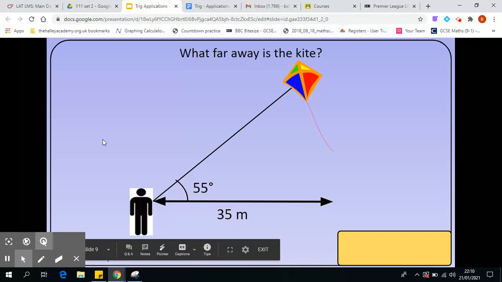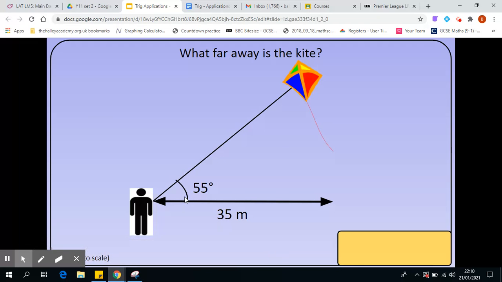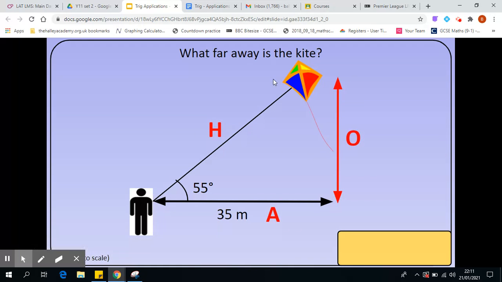Let's look at one of the questions. A person is flying a kite and the angle of elevation is 55 degrees. The kite is 35 meters away horizontally, and we are asked to calculate how far is the kite. Now there are 3 ratios, and we need to first identify which ratio we need to use. And this is very crucial.